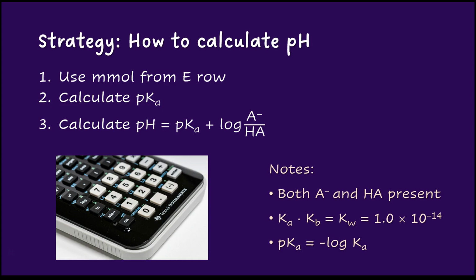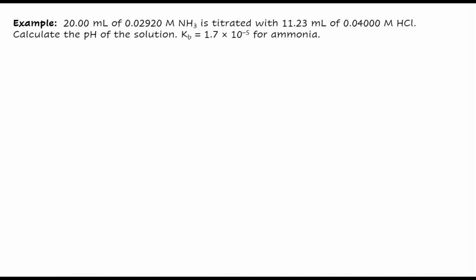The other thing about this equation is our log term is a ratio, A- over HA. And that means we can use any units as long as they're the same. In this example, we can plug in millimoles directly and don't need to calculate molarities first. Just be careful to ensure that the conjugate base is in the numerator and the conjugate acid is in the denominator. Because their locations are different in the weak base millimole table compared to the weak acid millimole table, there's a tendency to accidentally invert the log term.